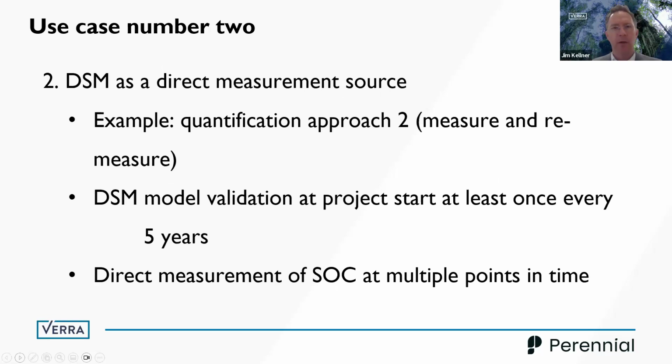The second use case describes digital soil mapping as a direct measurement source. So here, we're not integrating digital soil mapping with a process-based biogeochemical model, but using digital soil mapping directly at time 0, time 1, time 2, calculating the differences in SOC stock over time using digital soil mapping, and then using that as the basis for generating the credit and calculating the uncertainty deduction. Again, as before, model validation occurs at the project start, and then at least once every 5 years.